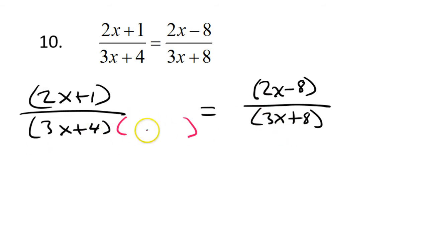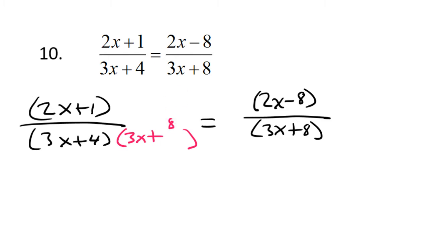Okay, so I'm going to give the left denominator a factor of 3x plus 8, to match the right denominator. I have to do that in the numerator and the denominator though. I'm going to give the right denominator a factor of 3x plus 4.